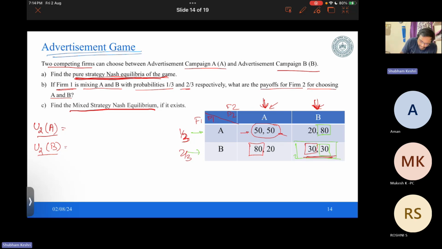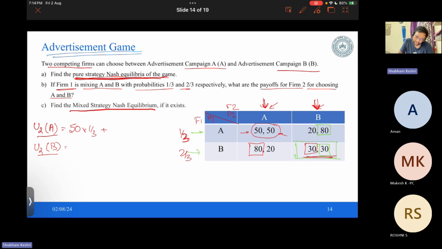All right. So could you help me with the utility of player 2? For A, it is 50 times 1/3 plus 20 times 2/3.